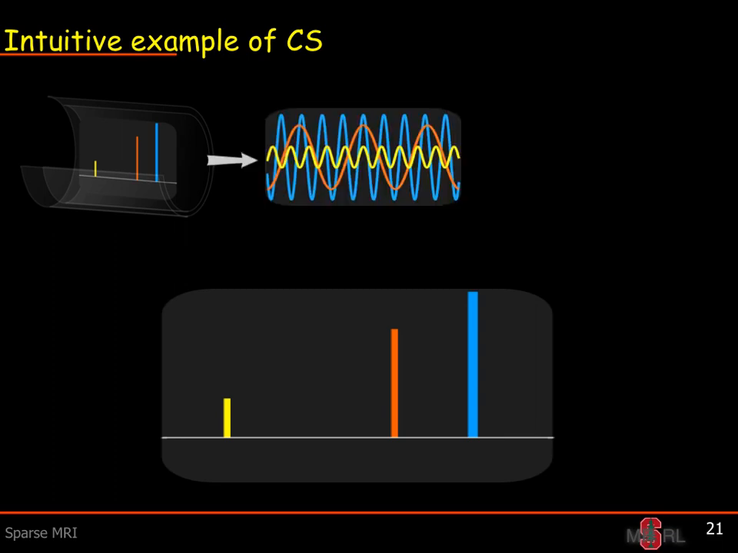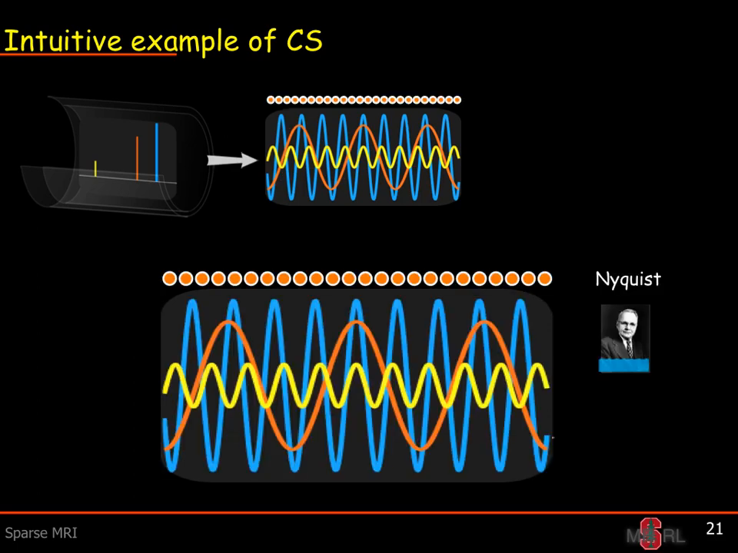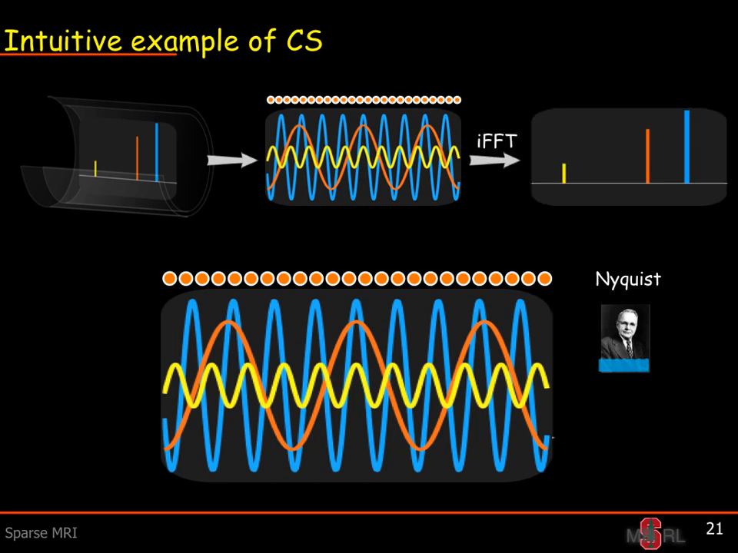Okay, so if we're going to measure signals, if we apply a gradient along this direction, then we'll measure signals that look like this, right? Because we have 3 point sources, we're going to get a sum of 3 sinusoids in time. Now, Nyquist says that if we sample these temporal waveforms uniformly and sufficiently finely, then we can reconstruct the exact signal, right? So this is a picture of Nyquist. And then if we take the inverse fast Fourier transform of that, we can get the true signal back exactly.